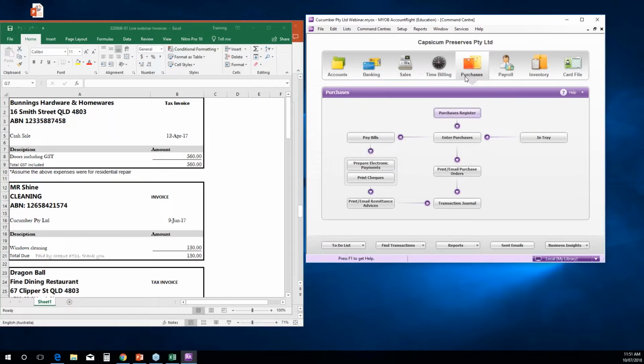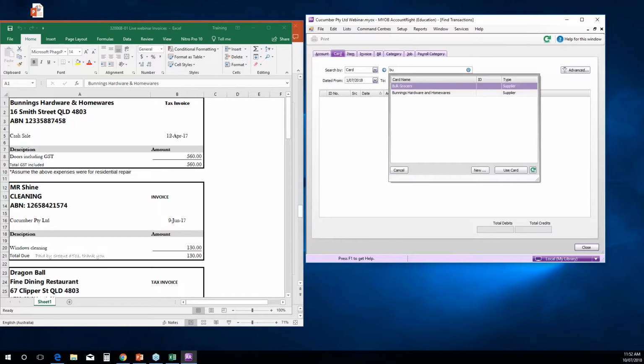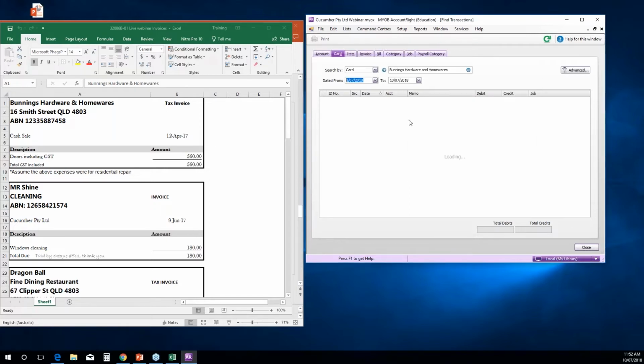But not every invoice is entered in the purchases function. Some invoices are entered with the paying money, used the banking transaction, spend money as well. So you will have to look for the supplier. Find the transaction with the supplier. Maybe that's the best way. So I'm going to click find transactions and card, and I will look for Bunnings Hardware and Homeware.